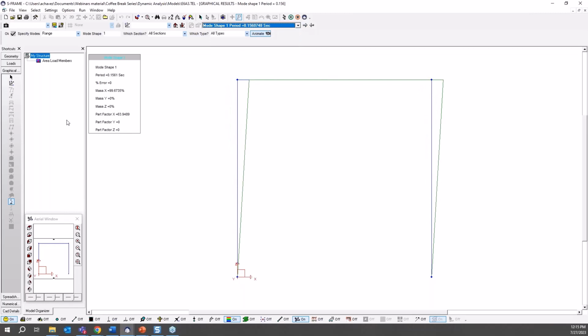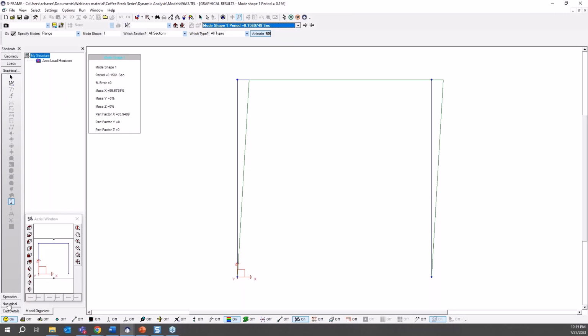As we mentioned, one of the most important aspects of the results is the structure's period. This period represents the time it will take the structure to complete an oscillation, as we just mentioned, and in this case, it's 0.1561 seconds, as we can see here, which is a very small period. So what does a small period mean? A smaller period means that the structure is oscillating faster, and it means that the frame is also stiffer.